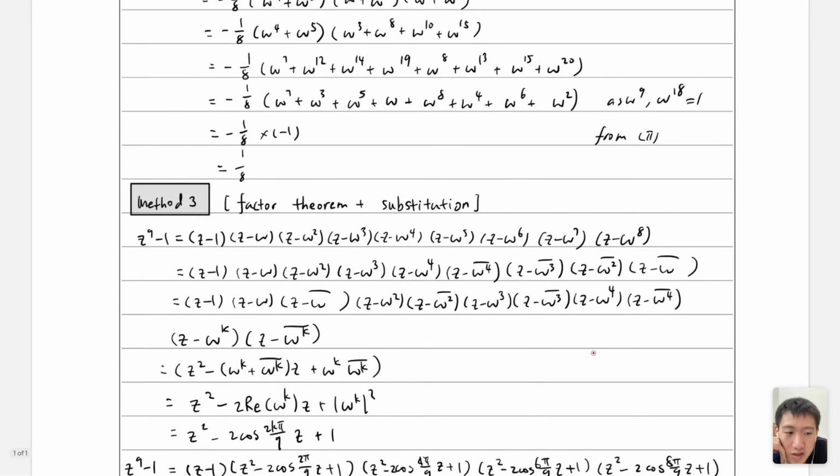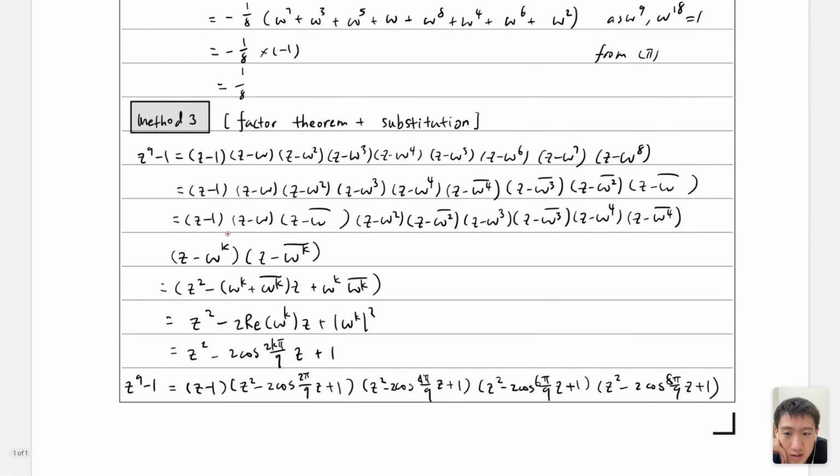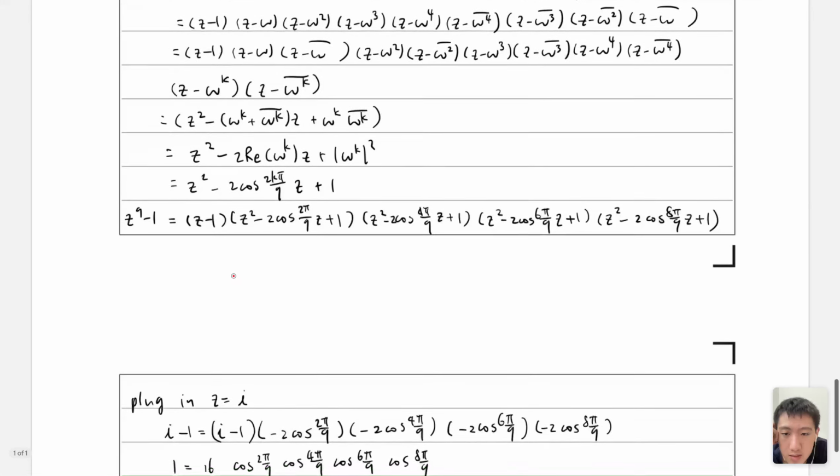Now, after we factorize it, we can recognize that some of them come in conjugates. So after we do that, we can basically have these sorted out, which are pretty nice and neat, and we can expand them. So the product of z minus k and z minus k conjugate, we can do some algebra, and we can get this result. So we just plug in k equals 1, k equals 2, k equals 3, k equals 4, and we get this result.